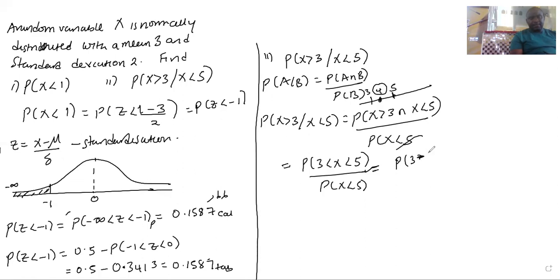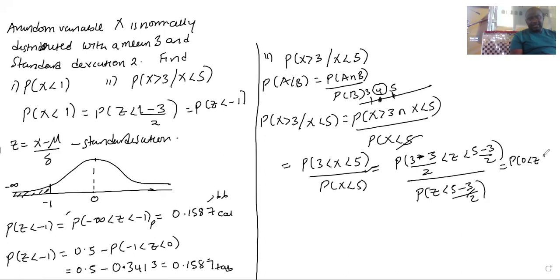Less than (3 minus 3) divided by 2 less than z, less than (5 minus 3) over 2, divided by the standardization of z less than (5 minus 3) over 2. This will give me the probability of 0 less than z less than 1 out of the probability of z less than 1. Those two are different. What are you doing? I am simplifying.